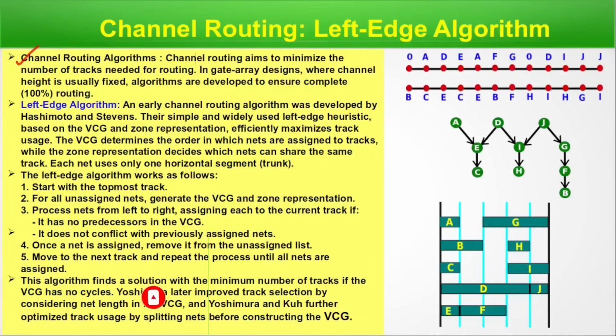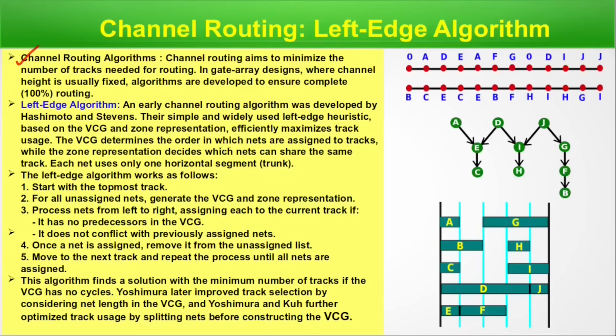Channel routing algorithms. Channel routing aims to minimize the number of tracks needed for routing. In gate array design, where channel height is usually fixed, algorithms are developed to ensure complete or 100% routing. The left edge algorithm, an early channel routing algorithm, was developed by Hashimoto and Stevens. Their simple and widely used left edge heuristic based on VCG and zone representation efficiently maximizes track usage.